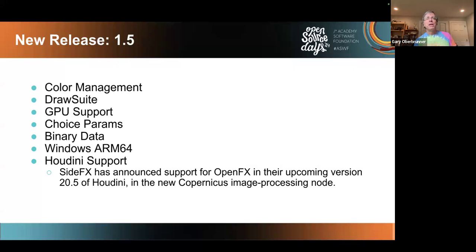We have string choice params now, which make pop-up menus more compatible and allow you to add elements in the middle, which you couldn't do before. Again, a long-standing request. We fully support binary data params, which are just blobs of binary data. And the idea there is to allow faster loading and saving. Before, you had to base64 any binary data and store it into a string param.